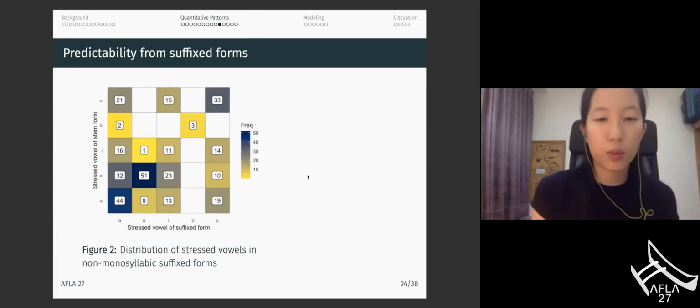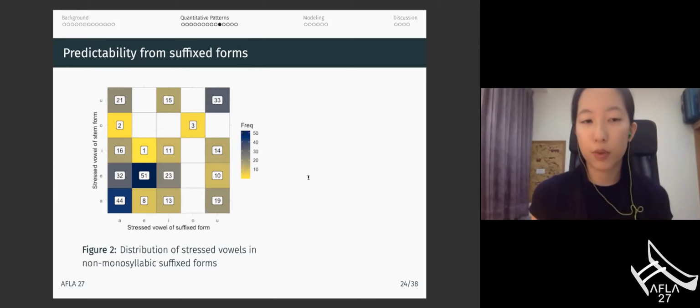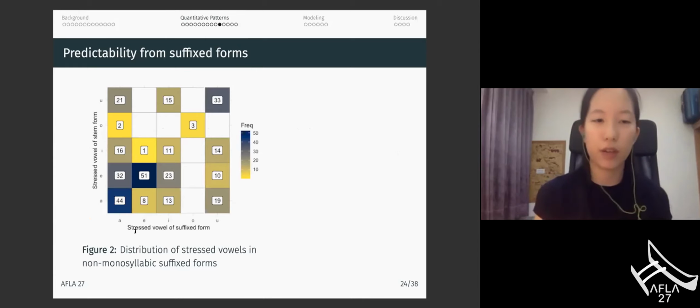So we can see how this works in this table, which compares the stress vowel of the suffix form, x-axis, against the stress vowel of the stem form.